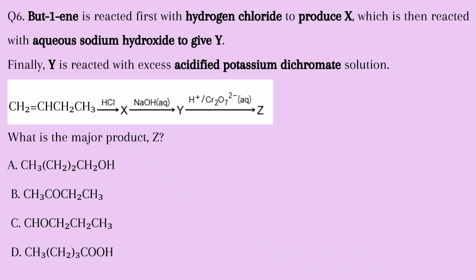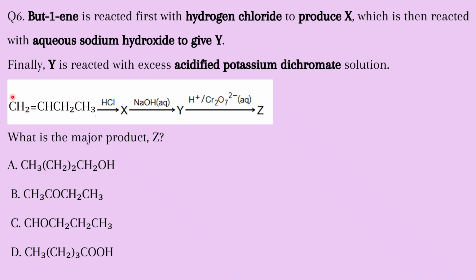Now this is our question 6. But-1-ene is reacted first with hydrogen chloride to produce X, which is then reacted with aqueous sodium hydroxide to give Y. Finally, this Y is reacted with excess acidified potassium dichromate solution.